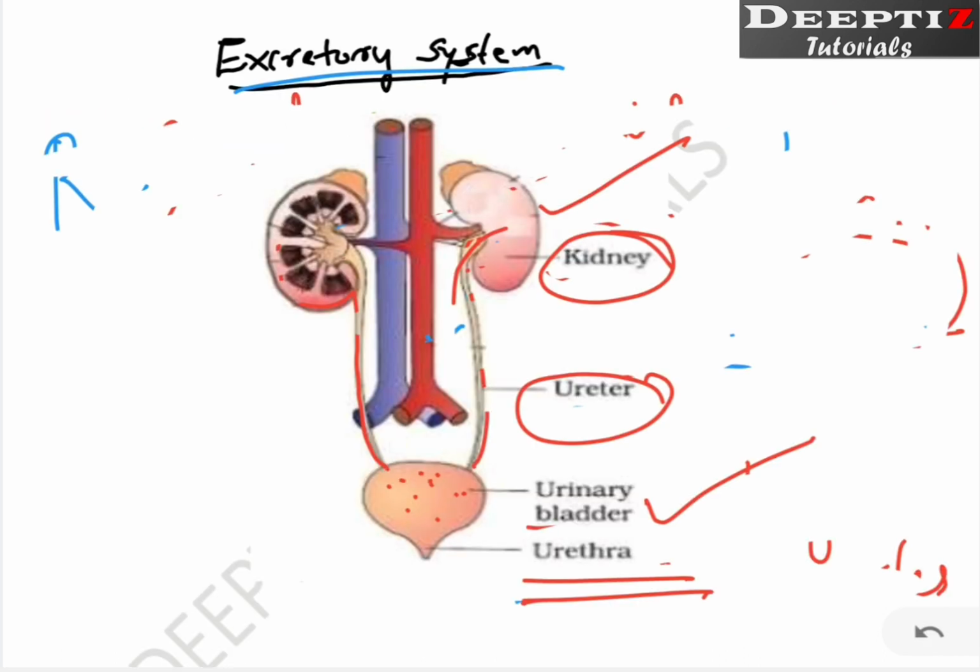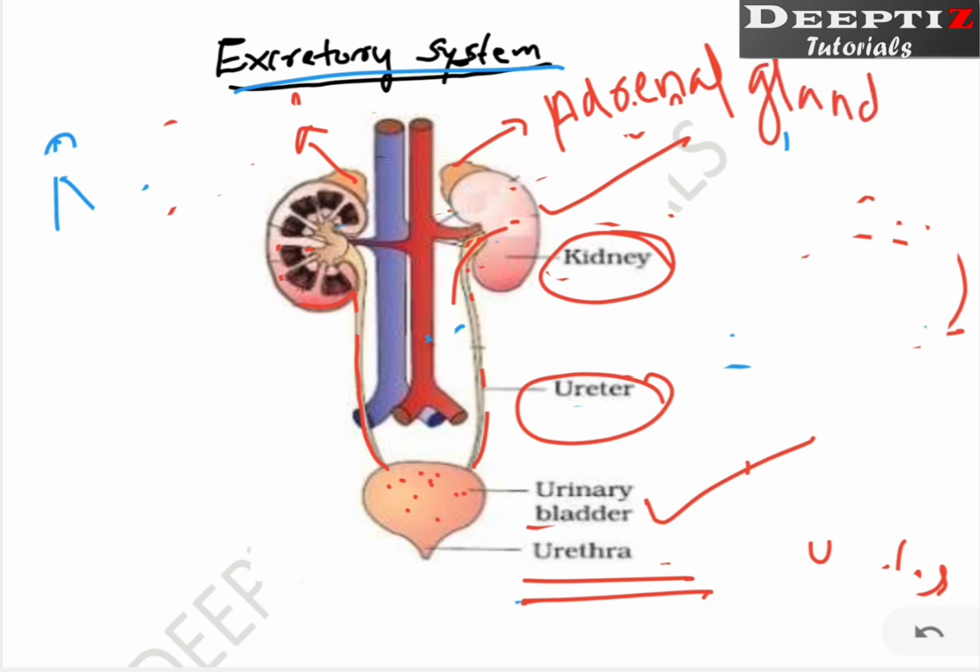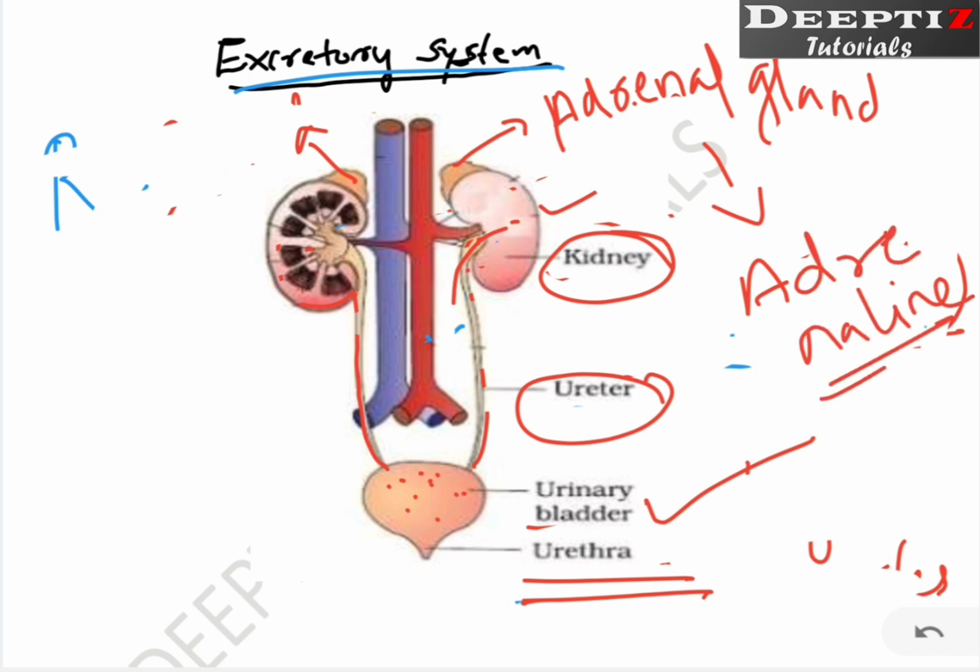Now if you look at both kidneys, you can see some cap-like structures here. This is actually not a part of the kidney. These are the adrenal glands. What are adrenal glands? Adrenal glands are structures that produce the hormone called adrenaline. You know that adrenaline hormone? Adrenaline is the emergency hormone.